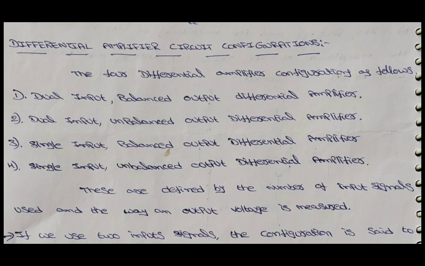And finally, single input unbalanced output differential amplifier. Single input means we apply only a single input to one base terminal, either B1 or B2, and unbalanced means we measure the output across a single collector terminal. That's why it is single input unbalanced output differential amplifier.